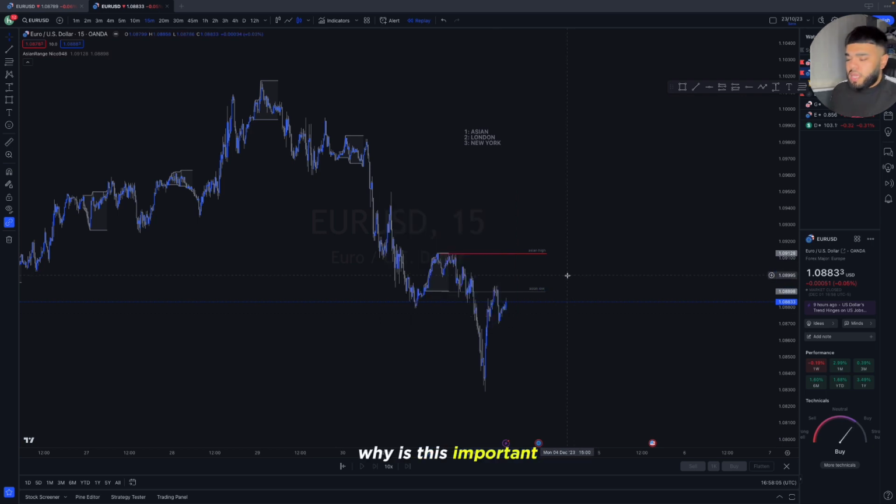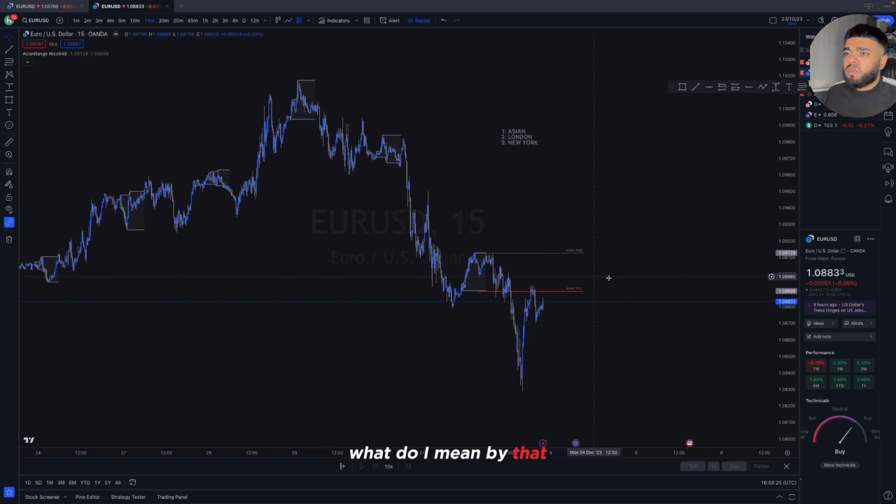Why is this important? Someone asked me what's the importance, and I said we mark out the Asian range to see where liquidity lies. It's either on the highest point or the lowest point. Liquidity lies on the top of the Asian session and at the bottom of the Asian session.